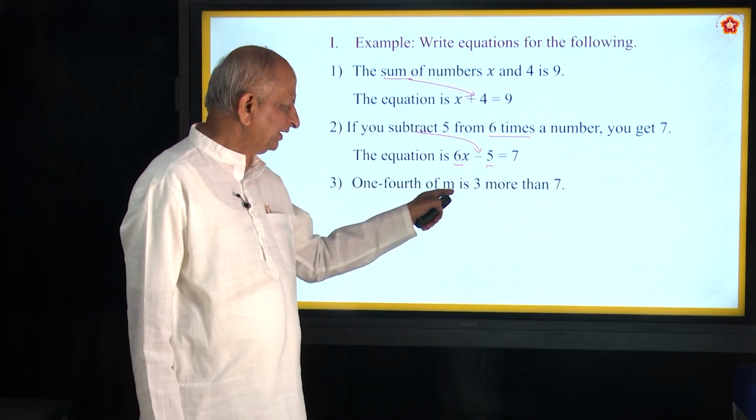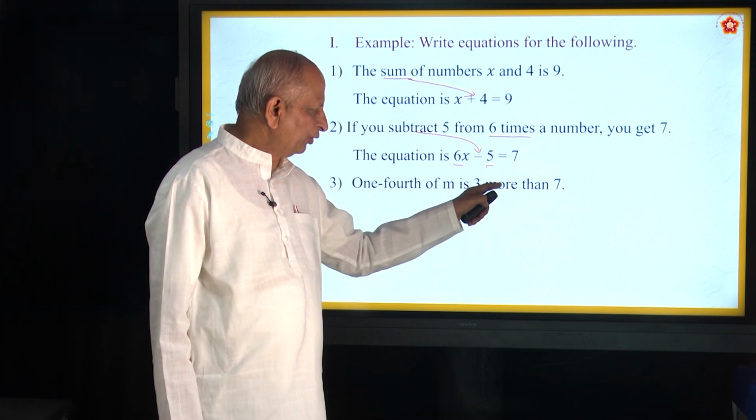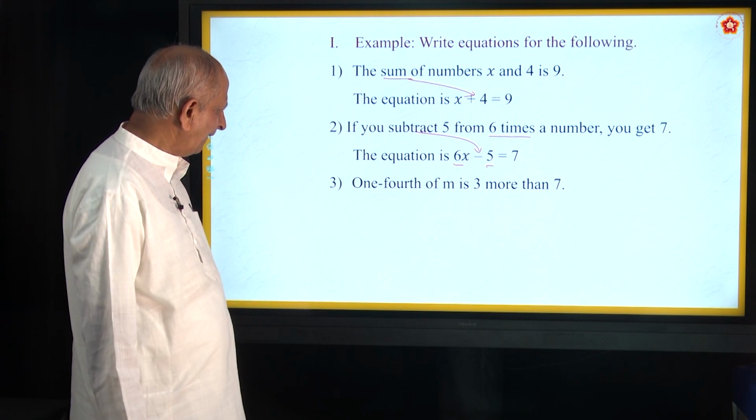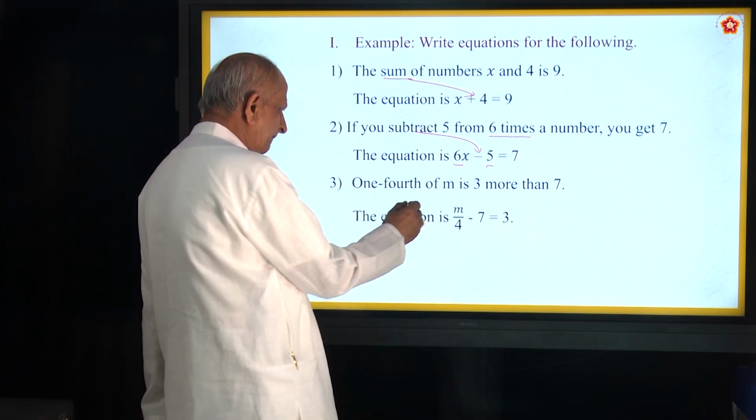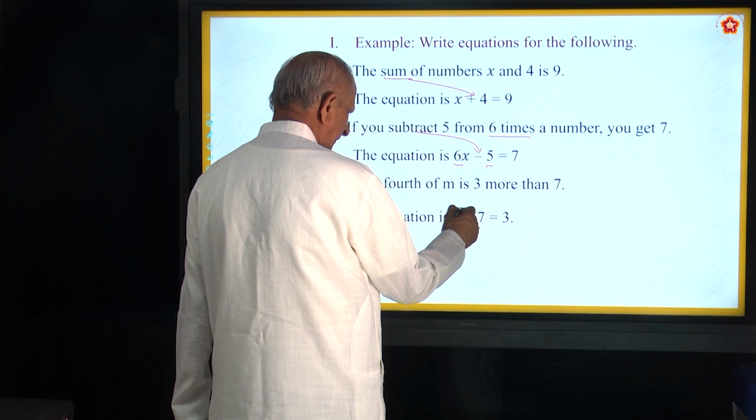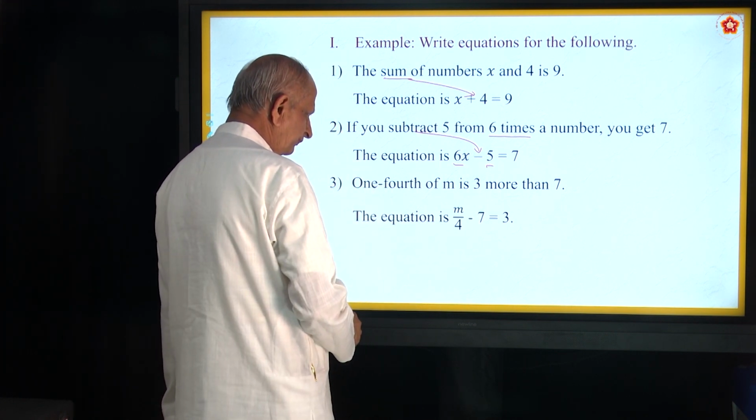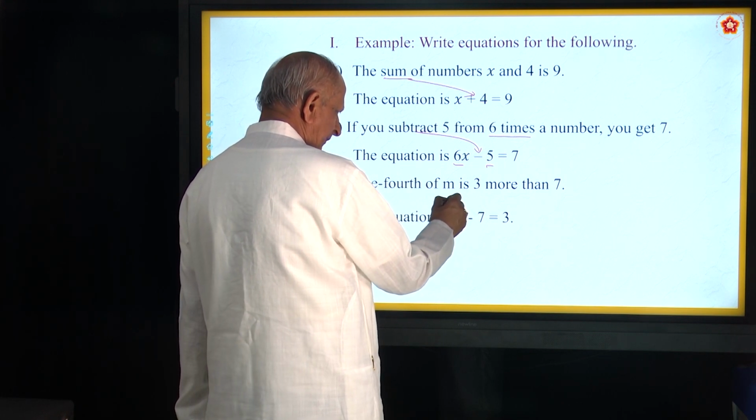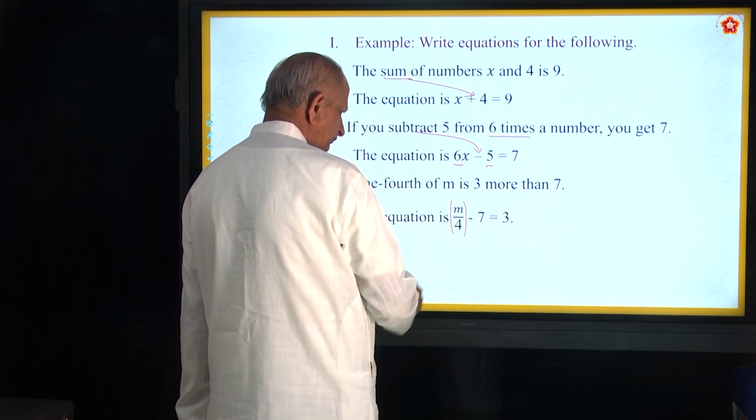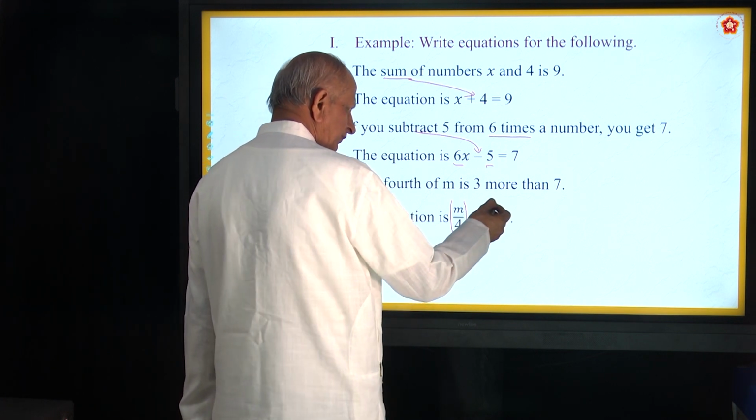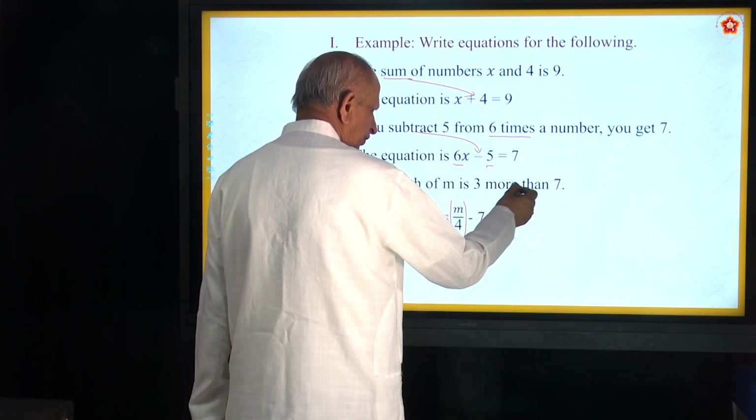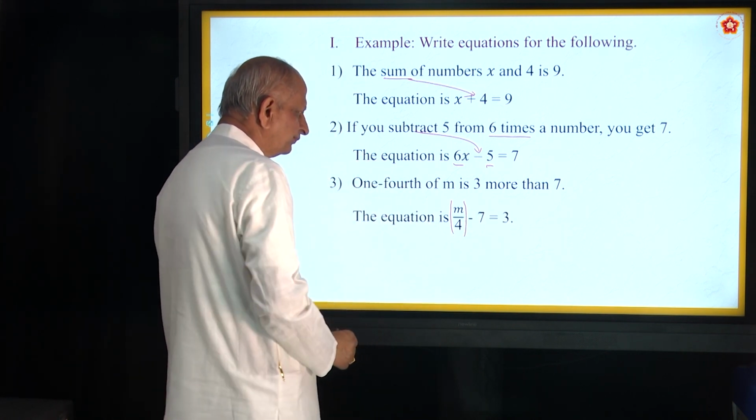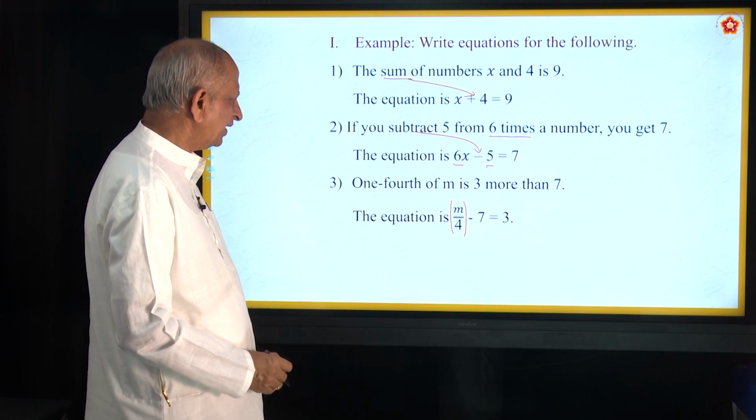1/4 of m is 3 more than 7. So, what is the variable here? Variable is m. 1/4 means m by 4. 1/4 of m, that is m by 4, is 3 more than 7. So, that is subtract 7, you get 3. So, that is how you write the equation.